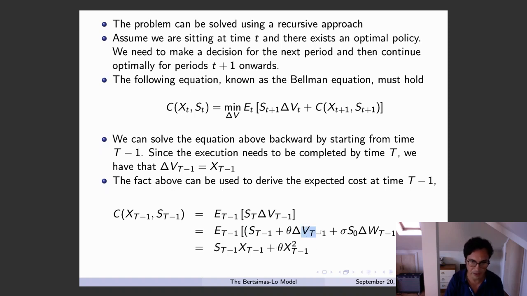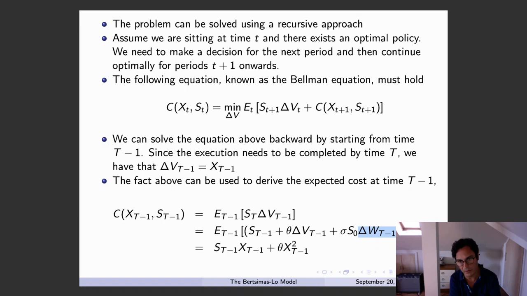One thing you can think of is this quantity, which when multiplied by theta, our market impact coefficient, gets translated into a price. So this product here is the price we pay due to our child order execution. When you expand and solve this equation, the Brownian motion goes away because the expectation of the Brownian motion at time T minus 1 is equal to 0.